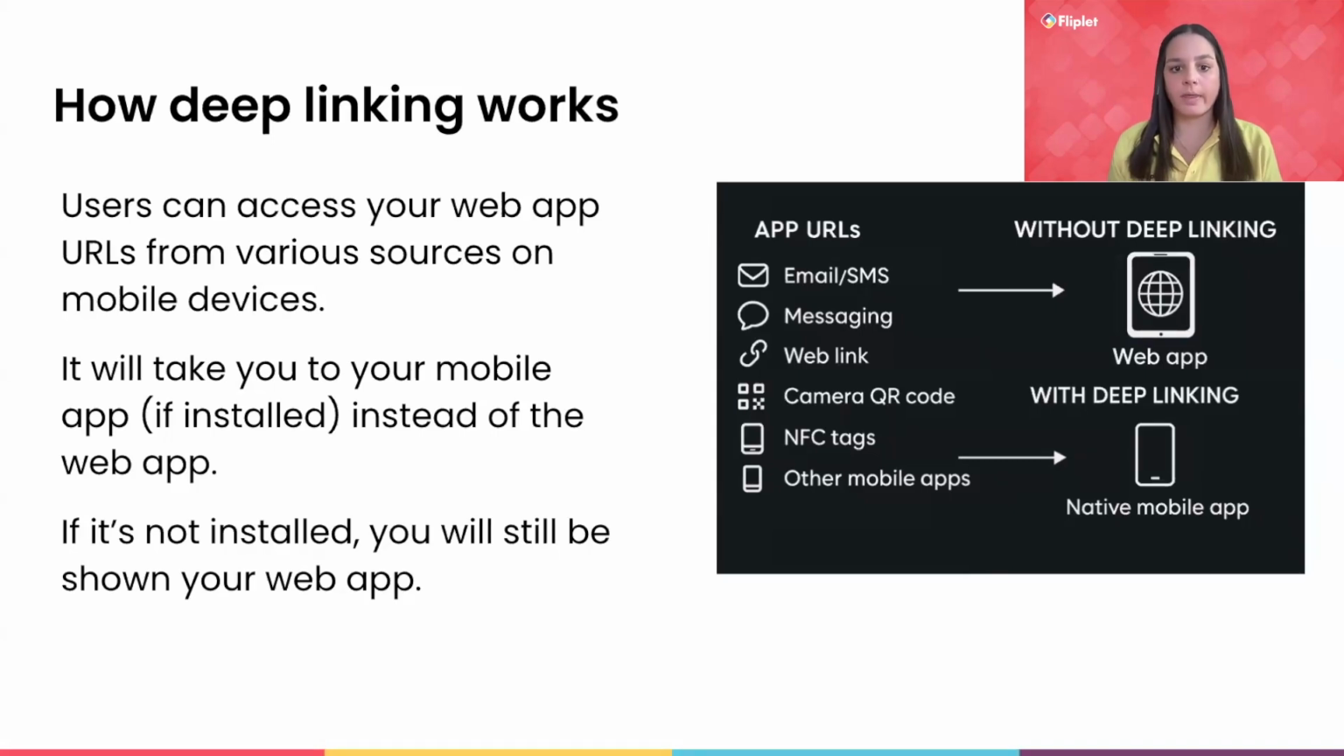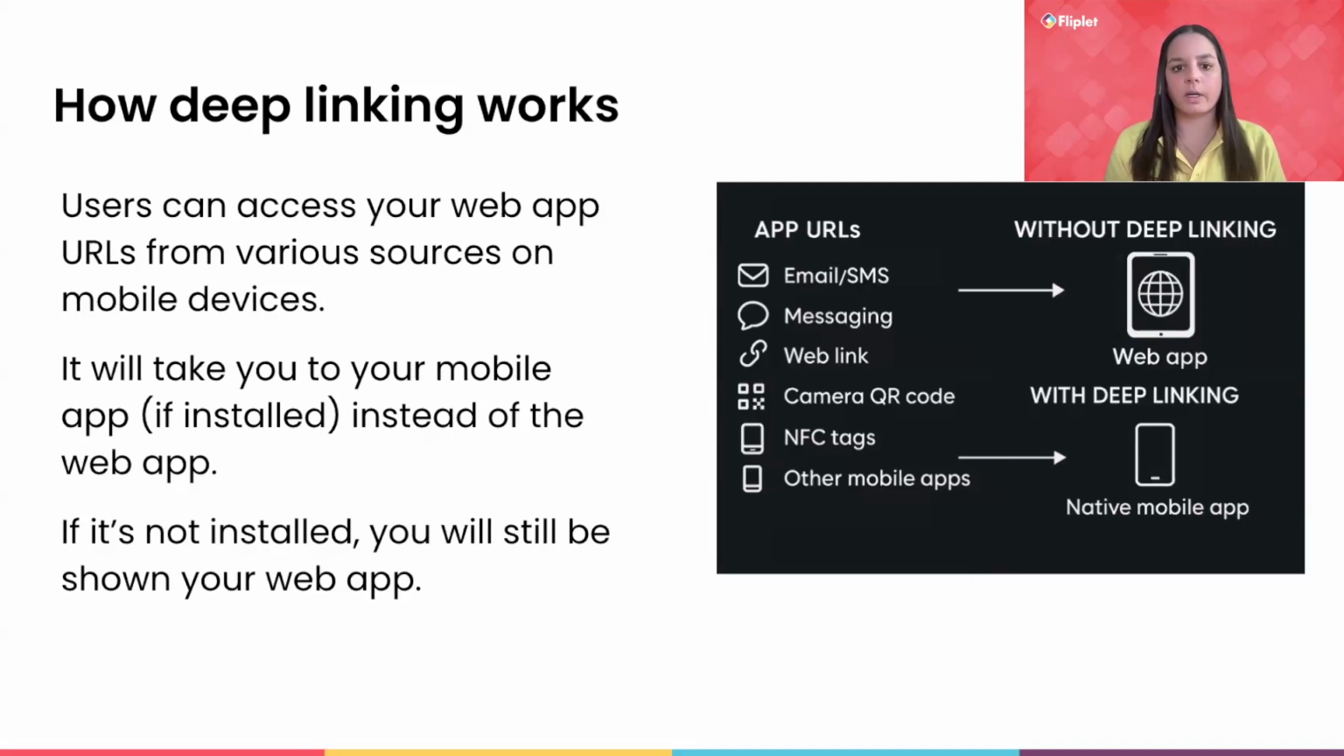So before, without deep linking, when someone clicked on one of these URLs from one of those methods, it would open the web browser or the web app for them. So that meant that it was a limited experience. There were no saved logins, no native performance, and no access to app-only features. But now, with deep linking, that's completely changed.